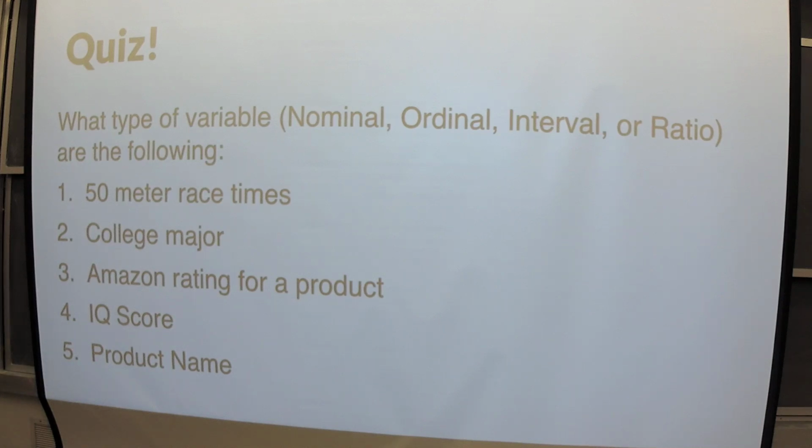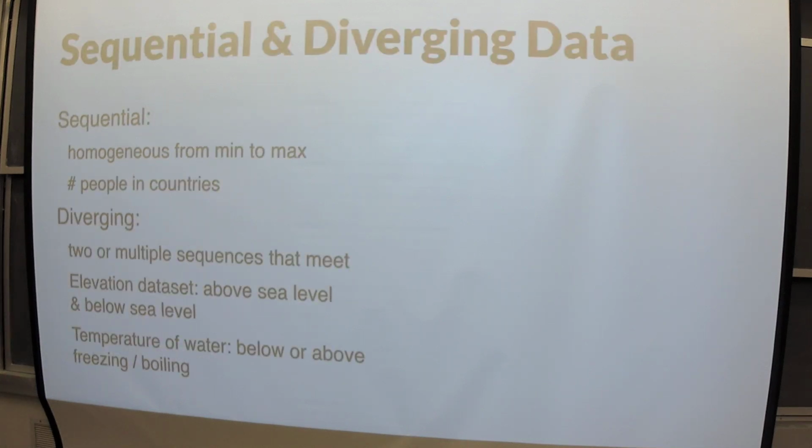Product name? Nominal category. Sort of alphabetically. You could sort it alphabetically, but that doesn't mean that this is meaningful, right? You can always sort something by some criteria, but it's not inherent to the data type.